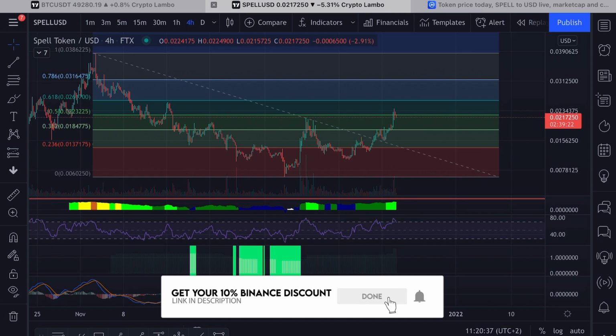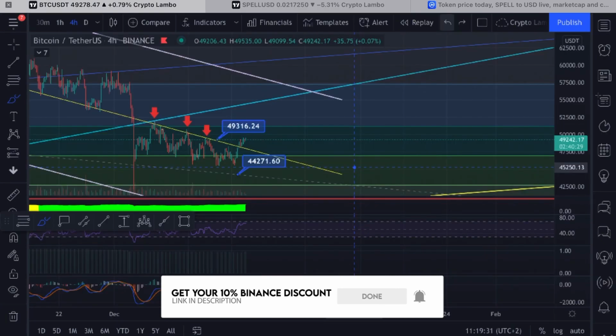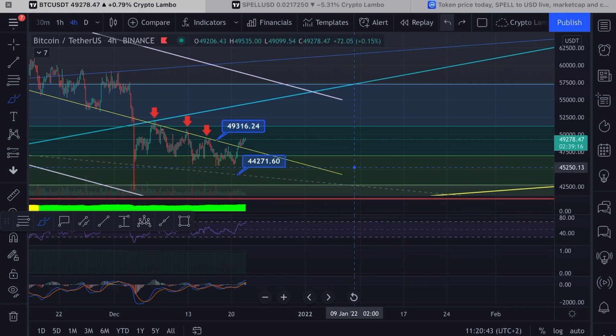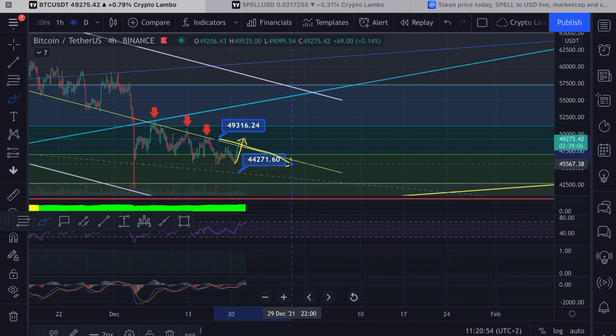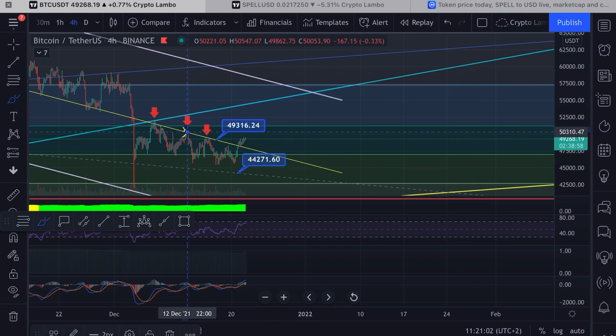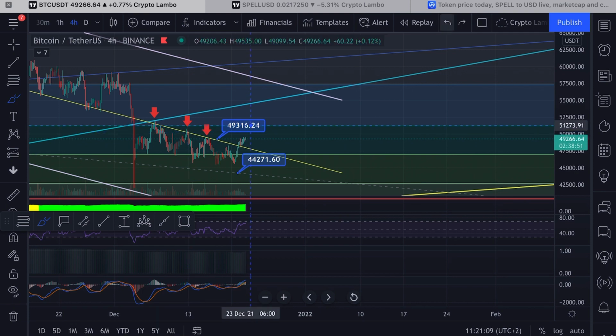But before I jump in and show you all the metrics on the chart of the Spell token, I would like to show you my idea about the Bitcoin price chart. Now, on a 4 hour time frame, my expectation was we have to drop to 44,200, but we made a bounce, going out of this middle line of a local downtrend channel. We have to break this level around 50k 300 now. This can be the confirmation of an uptrend move, because if we're not breaking out, we can go back down and test in this case 44k.